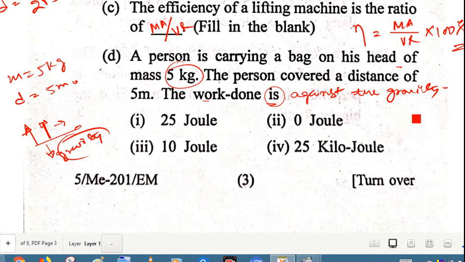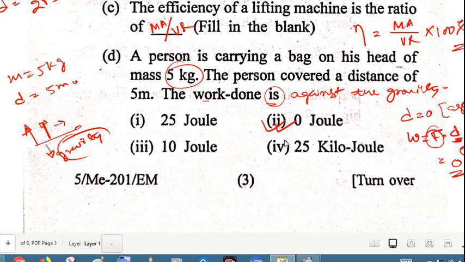Against the gravity, the displacement is what? This means 0. Against the gravity the displacement is 0, then W equal to what? Work done is nothing but W equal to F, force into displacement. So against the gravity this displacement is 0. So whatever the force may be, the product will be 0. See, the simple answer will be 0 joule.